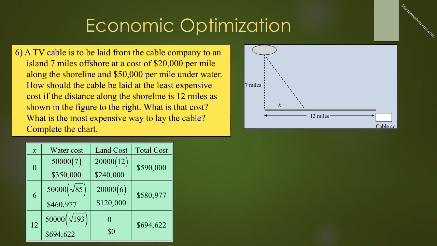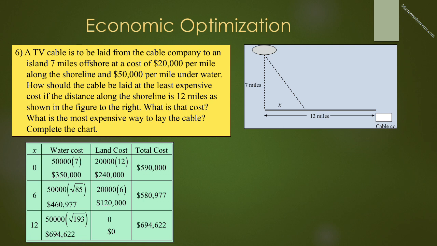So it will cost $590,000 to lay the cable in this way. Now let's look at x is equal to 12. If x is 12, then we're going directly from the island to the cable company. So therefore, the water cost is the distance, which is the square root of 7 squared plus 12 squared, which is the square root of 193 times 50,000, or $694,622. There is no land cost, so that is the total cost of the project.